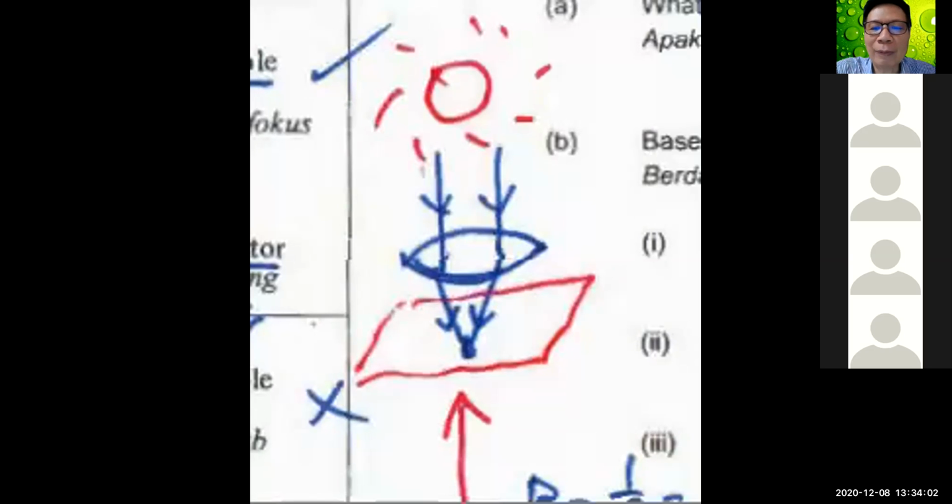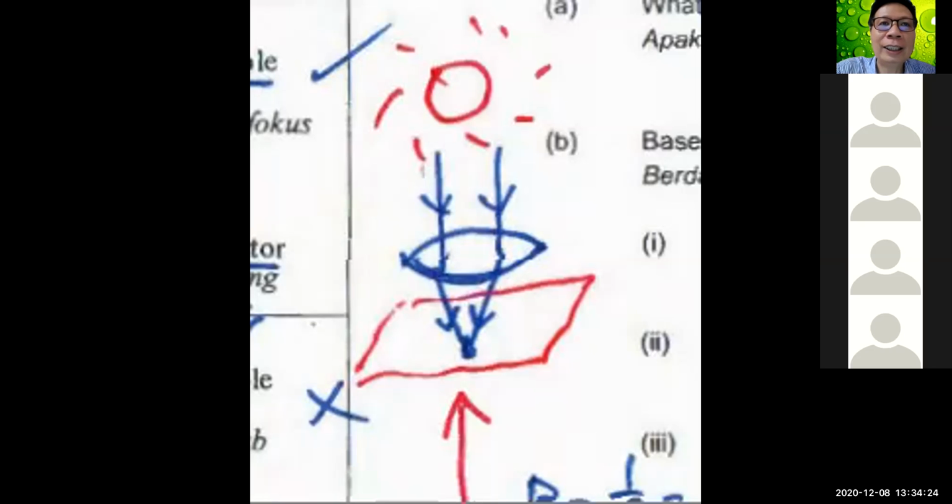Can you read slowly now one more time? Slowly, word by word, okay, Amanda? Convex lens focus light into its lens. When sunlight passes through convex lens, it will focus the light into a focal point, which is the paper. Yes, correct.